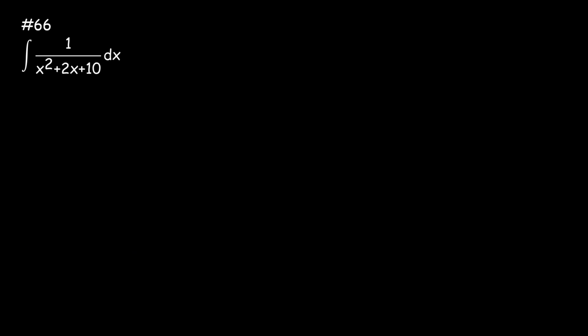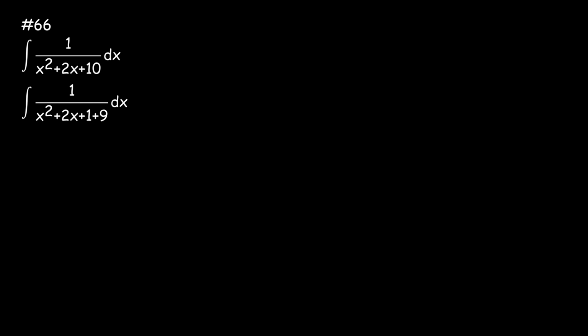We have the integral of 1 over x squared plus 2x plus 10 dx. So we need to factor this quadratic expression in the denominator, right? We can use the factor method by finding two numbers that multiply to give 10 and add to give 2. 5 and 2? 5 and 2 does not work. Or we can use the completing the square method, which might not really work. So we are going to use a different approach for this question. We're going to rewrite 10 as 1 plus 9.